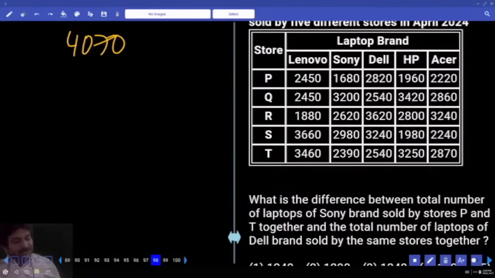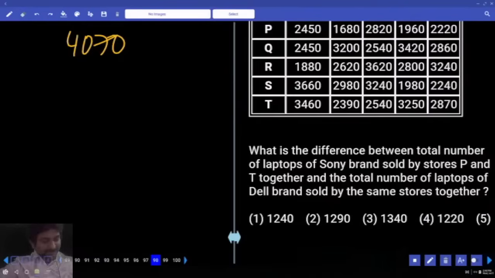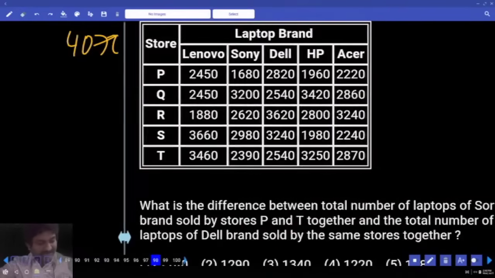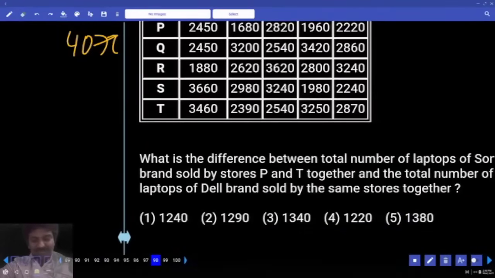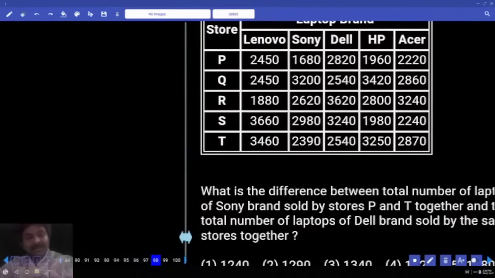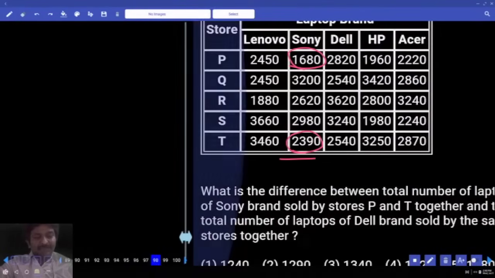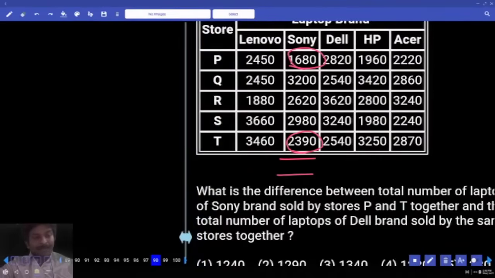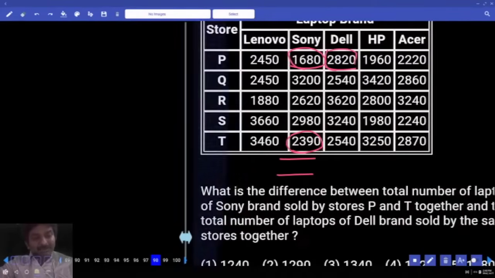Dell brand sold by the same stores, Dell brand sold by P and T together. This is actually not required. 60 minus 70 ends with 90. How many options are there? Ending with 90, only one. Done. Not required. P and T, yes, both values we have to add. And Dell also, both values we have to add.